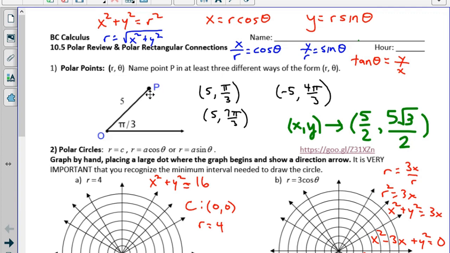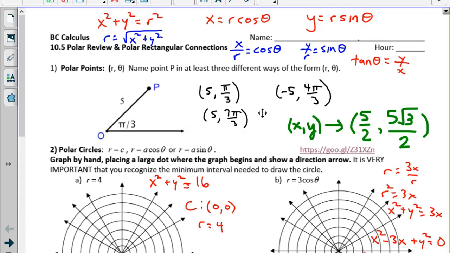So if we name this point P in 3 different ways in polar form, r is 5 and theta is pi over 3. That one's pretty obvious. The second one, 5 comma 7 pi over 3, occurs because 7 pi over 3 is coterminal with pi over 3, because if we just go another 2 pi or another 360 degrees around, we'll end up landing exactly in the same spot. At 7 pi over 3 in terms of theta, and then 5 is still the radius.